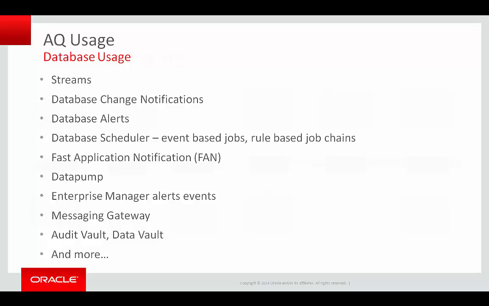The database scheduler is integrated with AQ. It uses event-based jobs and rule-based job chains internally, and AQ itself uses the scheduler as part of its propagation. Fast application notification uses AQ before 12.1 to get notifications such as instances going up and down.